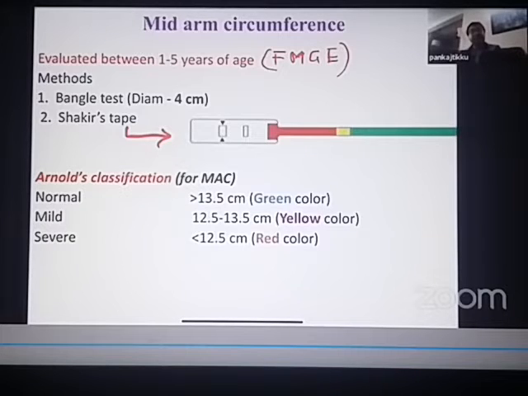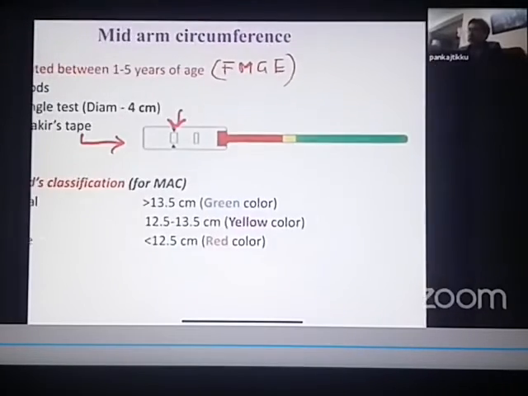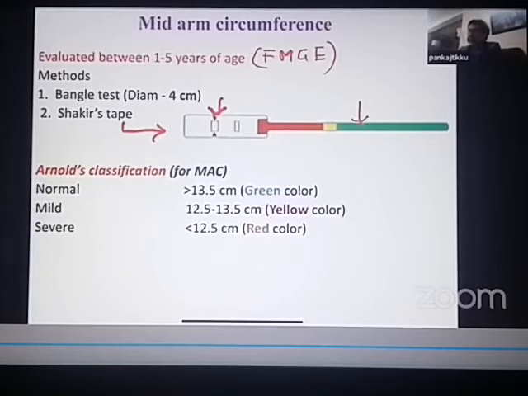Which is a better method to measure the mid-arm circumference? The second method, which is the Shakir's tape. Now, a Shakir's tape is a tape which you can see in the screen. This tape is wrapped around the arm, the mid portion of the arm. You can see the arrow portion. This is the portion through which the tape passes. Now, if this arrow portion comes to lie on the green color, that means the mid-arm circumference of the child is more than 13.5 centimeter. The child is a normal child.